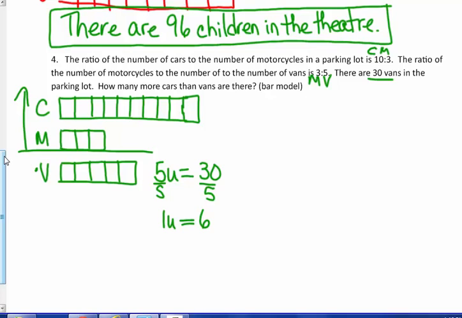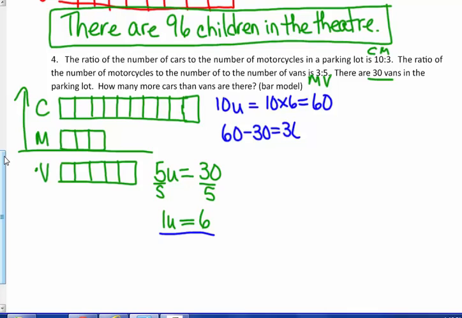And I know that there are 10 cars, 10 units representing cars. Down here I found that 1 unit was 6. So 10 units would equal 10 times that 6, which is 60. Still haven't answered the question. How many more cars than vans are there? So there's 60 cars and there are 30 vans. So 60 take away 30 equals 30.